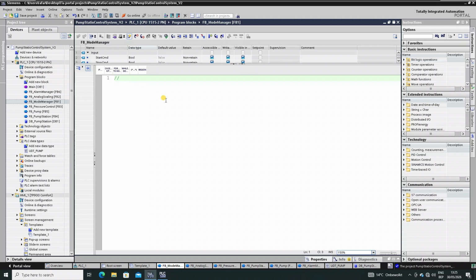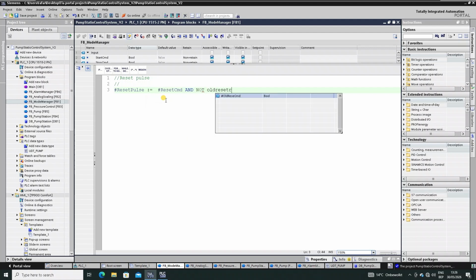SCL logic explanation. Now let us look at the SCL logic. First, we create the reset pulse. Reset pulse equals reset CMD and not old reset CMD. Old reset CMD equals reset CMD. This means the reset pulse becomes true only when reset CMD changes from false to true. After that, we store the current reset command inside old reset CMD, so the PLC can compare it again in the next scan cycle. This is a very common method in PLC programming to create a one-shot pulse.